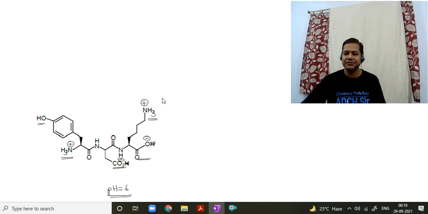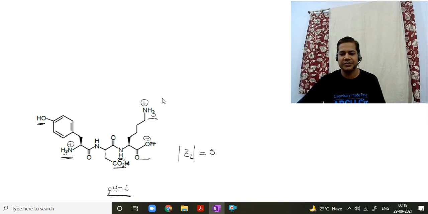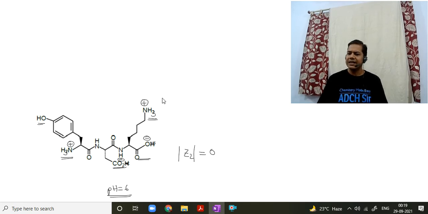So total charge, if we take, there are 2 unit positive charges due to the 2 ammonium ions, and there are 2 unit negative charges due to the 2 carboxylate ions. The total charge becomes 0. The total charge on this peptide at pH equal to 6 will be 0. Understood? Now let us look at the third case, that is pH equal to 11.